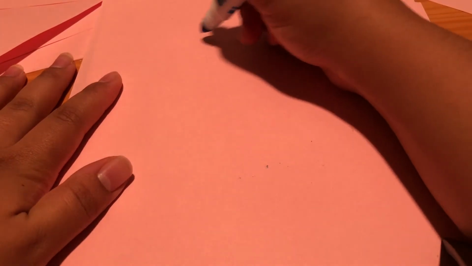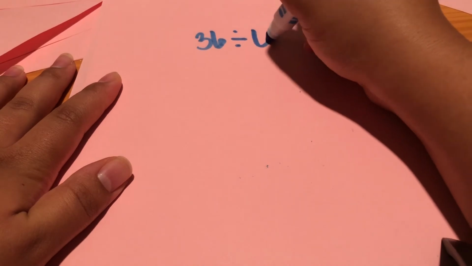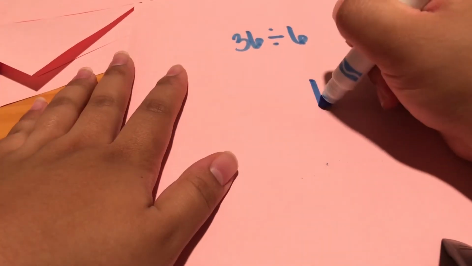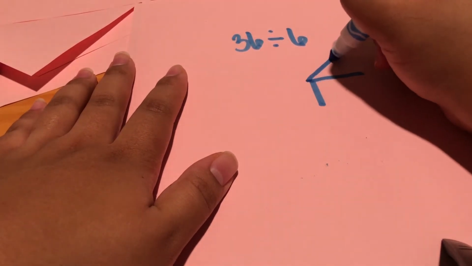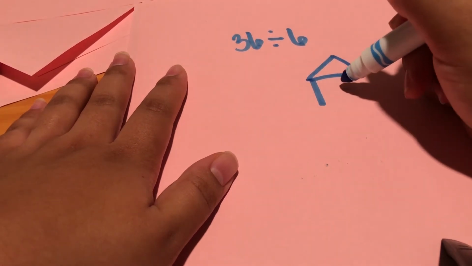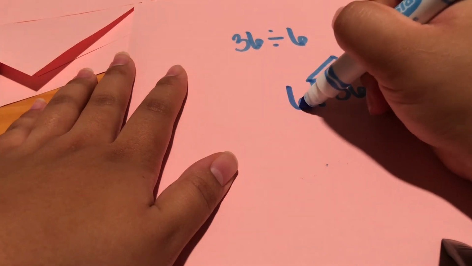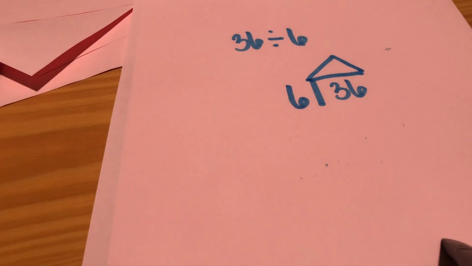All right, so 36 divided by 6. What number goes inside the house? We can even draw a roof right here to help us remember. What number goes inside the house? 36. And what number goes outside? 6. And our goal is to get to the triangle.